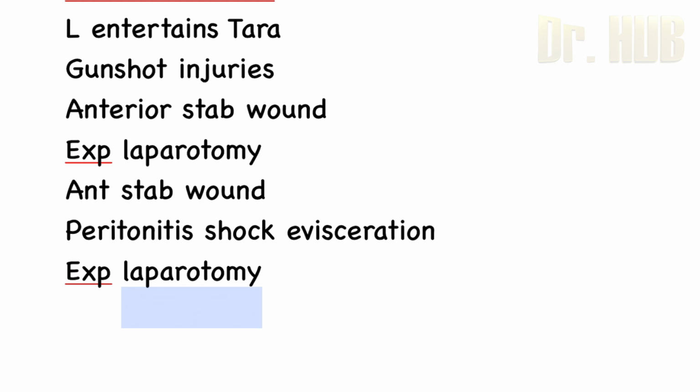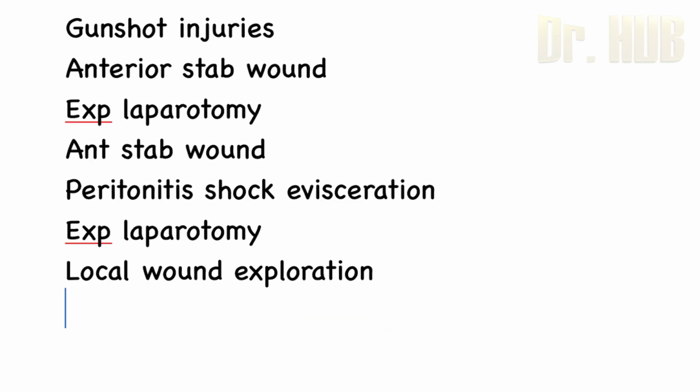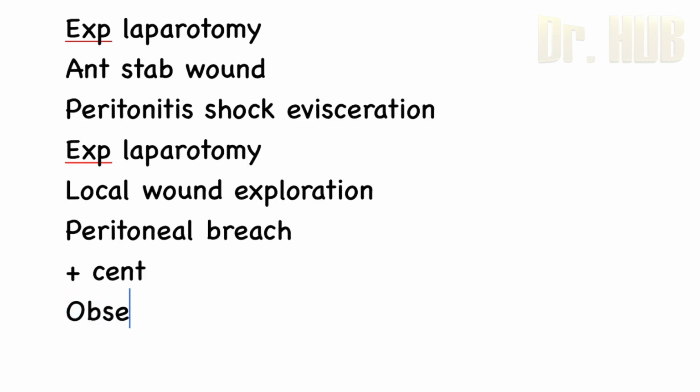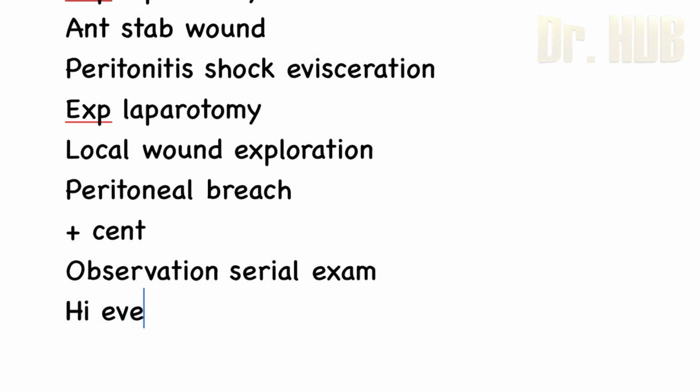Then another pathway is looking for local wound exploration. After local wound exploration, you check for peritoneal breach, and in case it is positive for the CECT, then you move on to observation. Then there can be a serial examination, also the hemoglobin every 8 hourly.